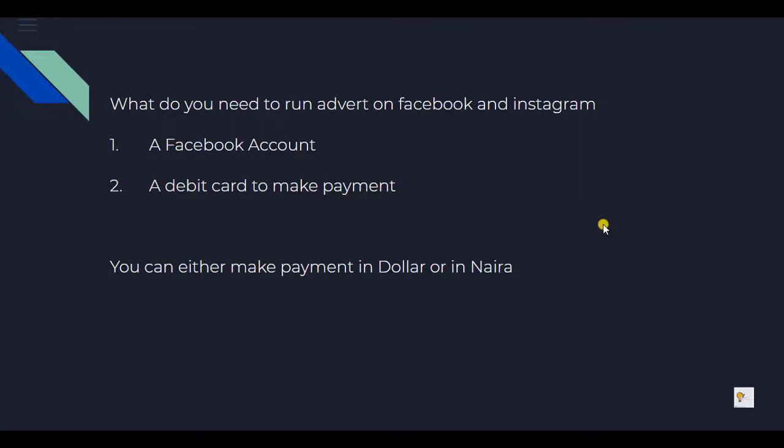What do you need to run adverts on Facebook and Instagram? All you need is a Facebook account. I mean the normal Facebook account which you created, that you use for chatting on facebook.com. And you need a debit card to make payments. Now you can either make payments in dollar, or in naira. But if you are making payments in dollar, you are going to have two issues, which are: one, you will not be able to really scale.